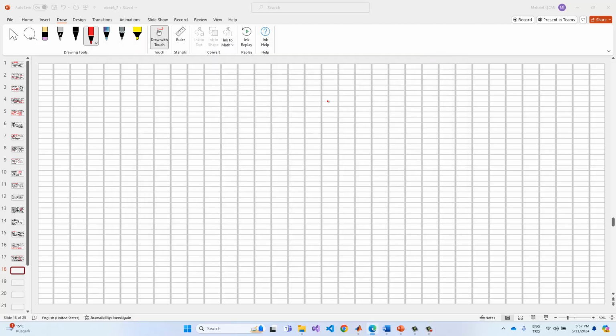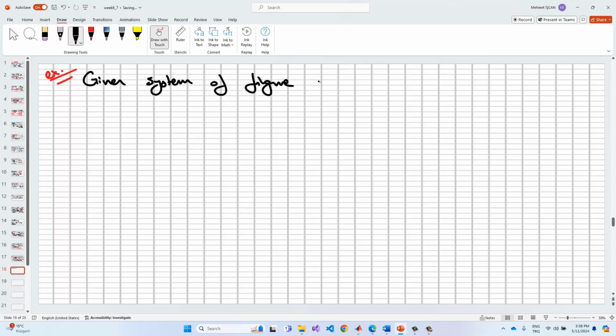Okay, in this example we design the PID. Okay, first of all we need to give the hold condition given system of figure at the right hand side.